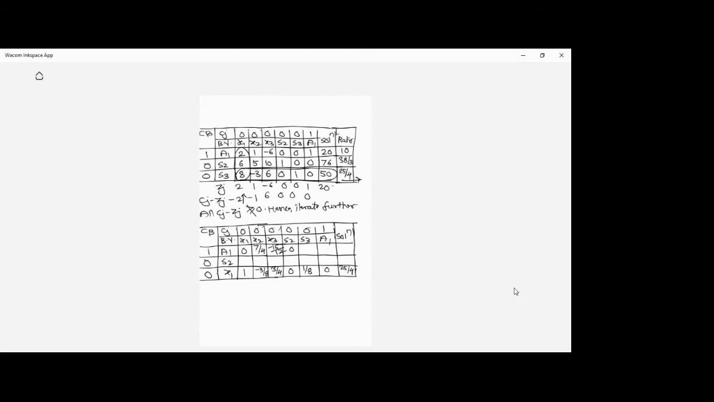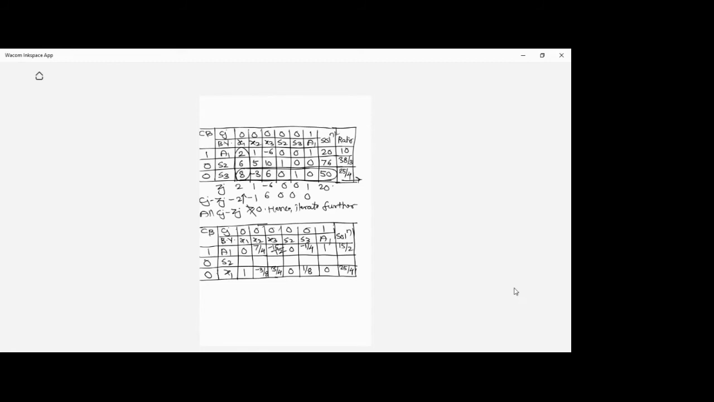Next, for S3 we have it as 0 minus 1 into 2 divided by 8, and that value comes out to be minus 1 by 4. Next, we have 1 minus 0 into 2 divided by 8, and that comes out to be 1. For the solution, we have 10 minus 25 by 4 into 2 divided by 8, and the answer comes out to be 15 by 2.